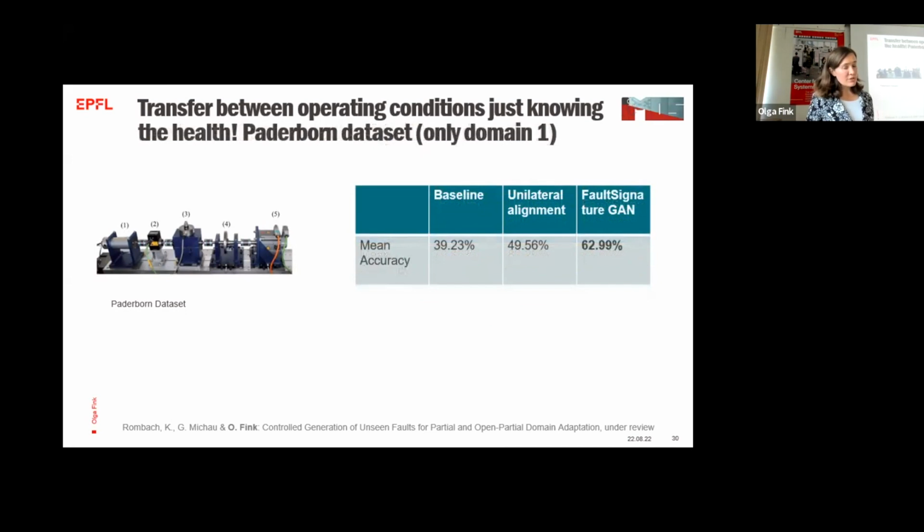If we now include this more dissimilar domain, and we now only look into all the transfers for this domain 1, where the operating conditions are more different to the others, so the source conditions, the baseline now drops quite significantly to 40%. Now the unilateral alignment is able to improve the performance by 10%, which is quite a big jump already. But then the proposed approach is able to improve it by more than 20%.